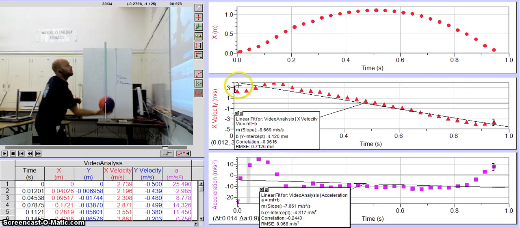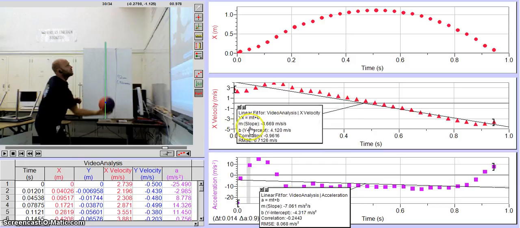So that's why our velocity time graph now has a direction, rather than before it was sort of a not so straight line. Oh sorry there. And then from there we see that we have the slope of negative 8.669 meters per second over second.